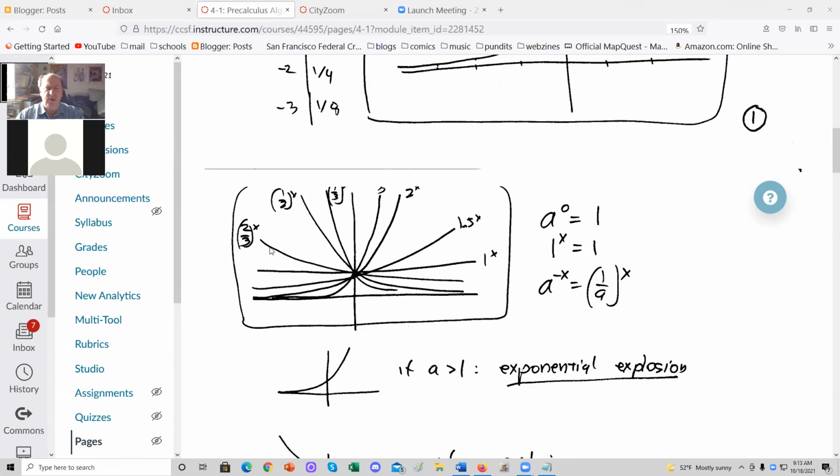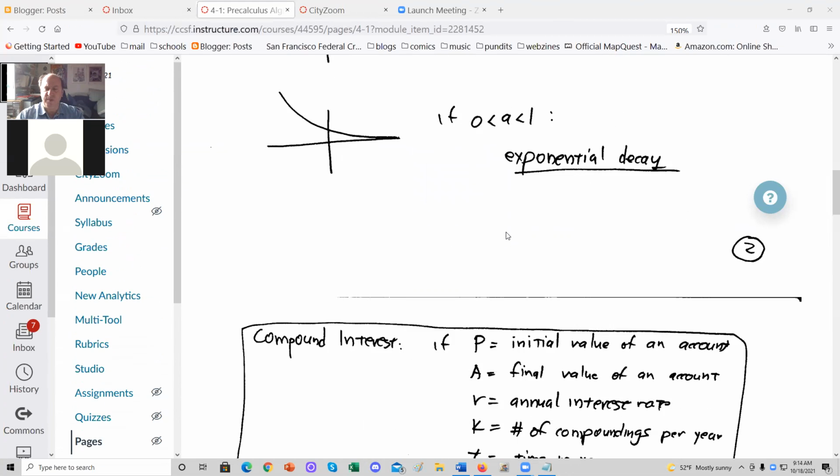So here we have (2/3)^x and (3/2)^x flipping each other. (1/2)^x and 2^x are flips of each other. (1/3)^x and 3^x are flips of each other.